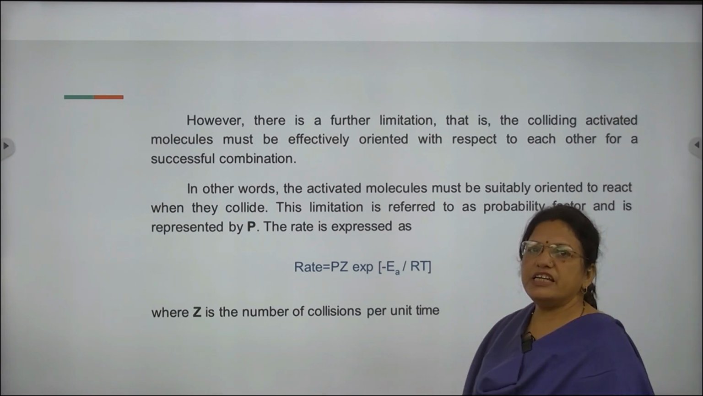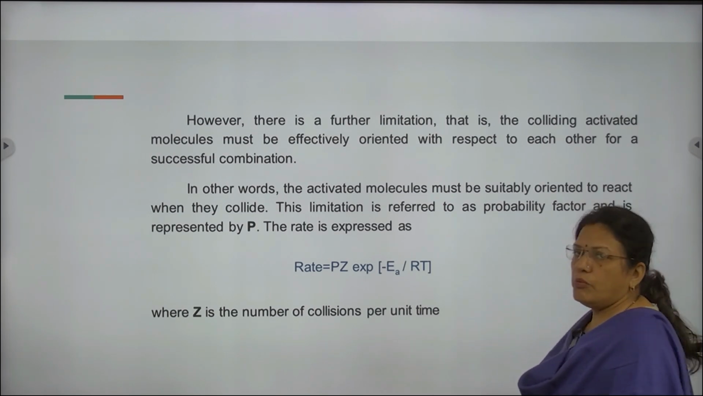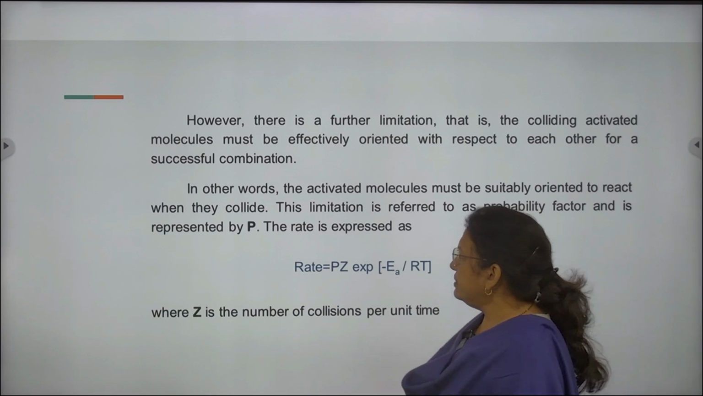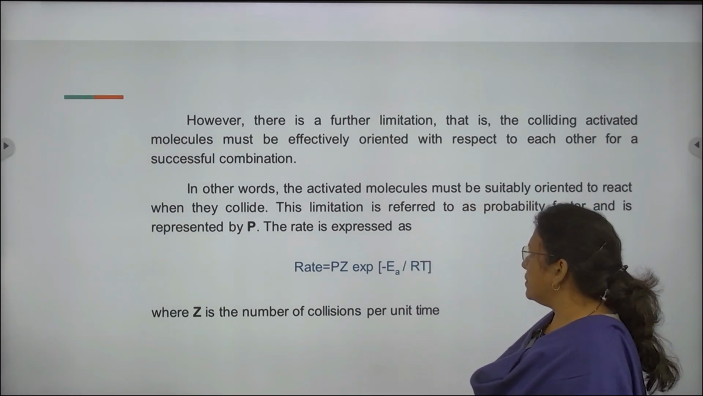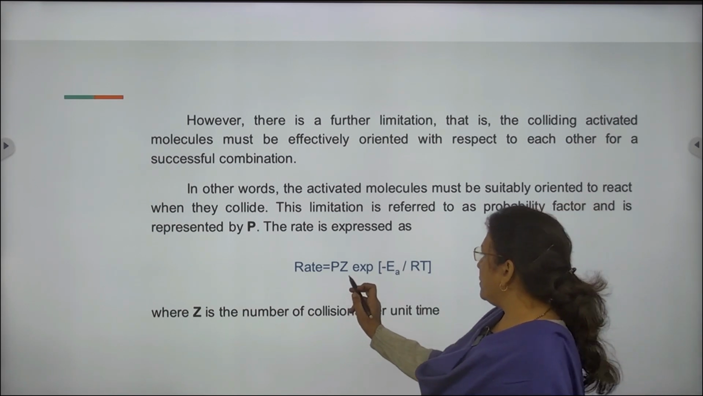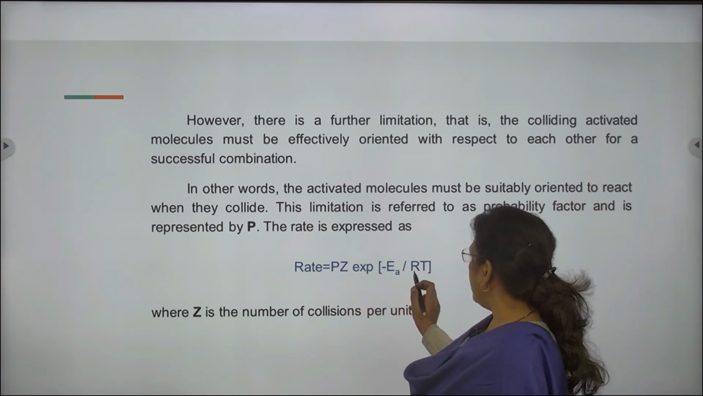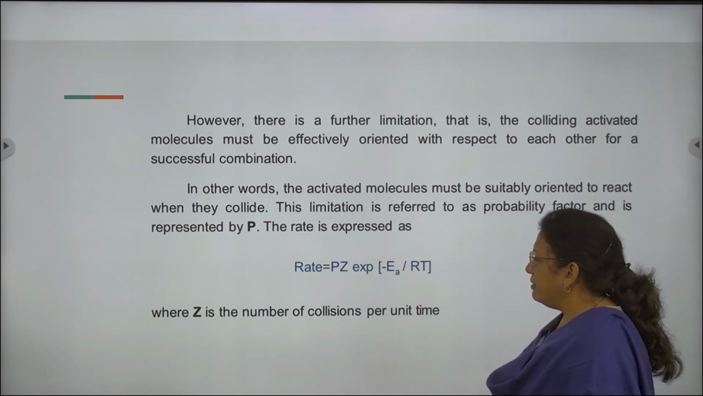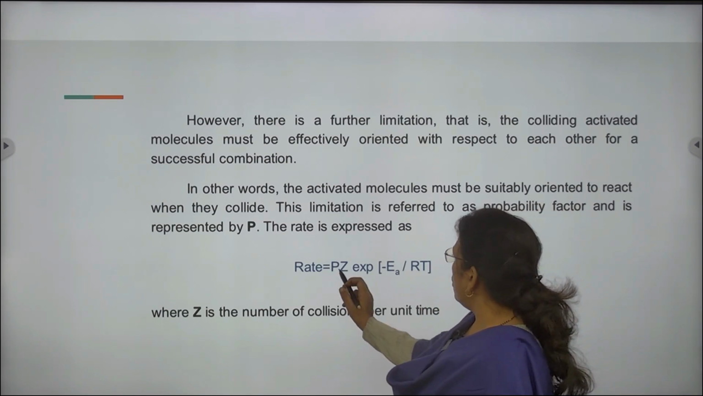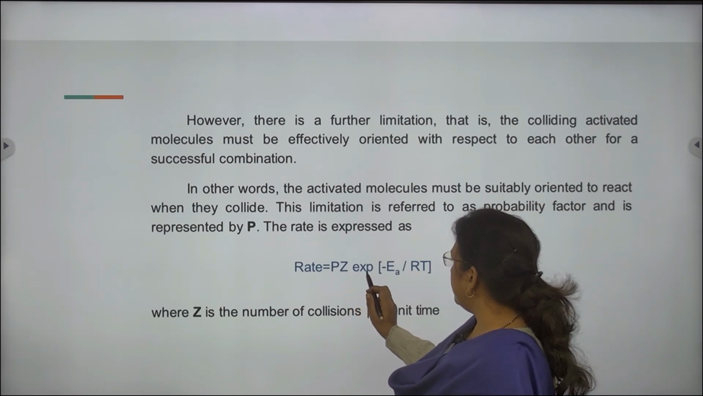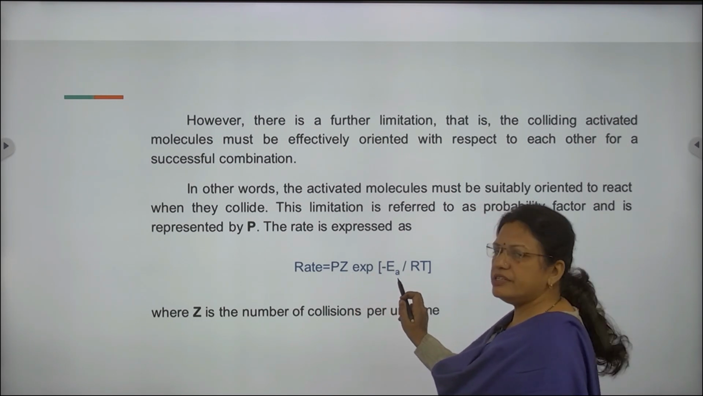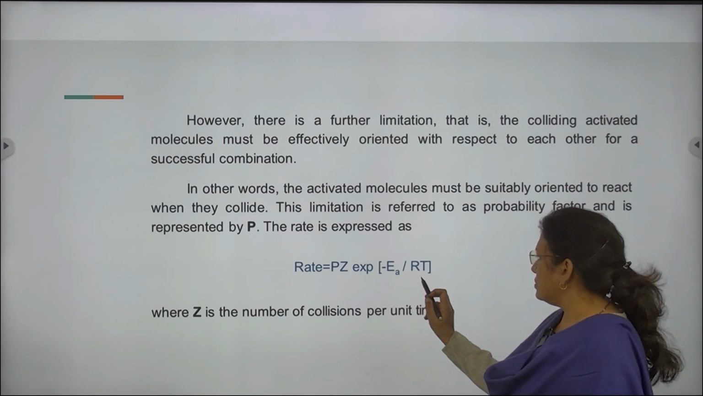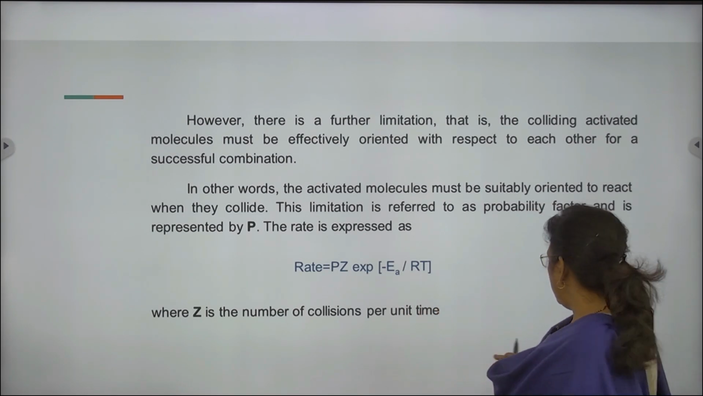This limitation is referred to as the probability factor and is represented by capital P. The rate is expressed as rate equals P Z exponential of minus Ea upon RT. Here P is the probability factor, Z is the number of collisions per unit time, Ea is the activation energy, R is the gas constant, and T is the absolute temperature.